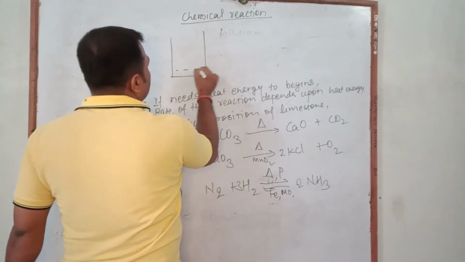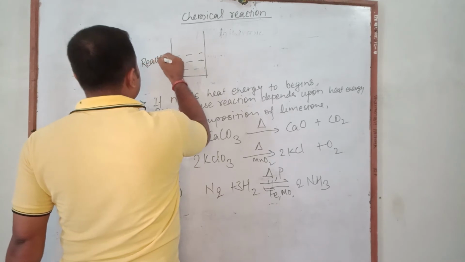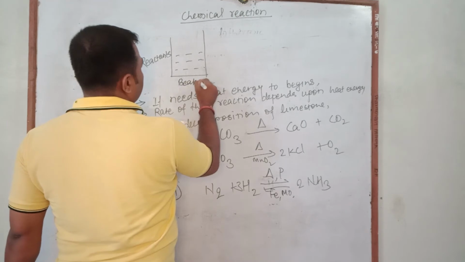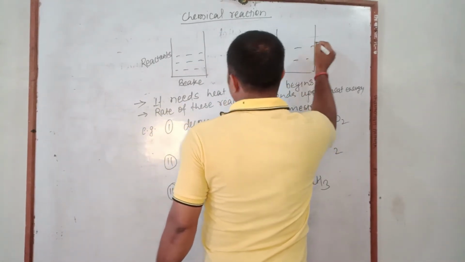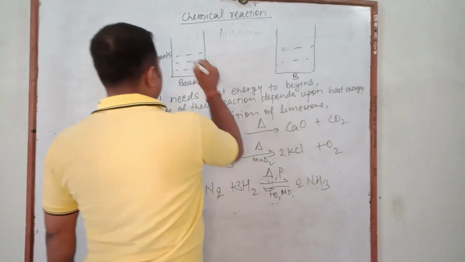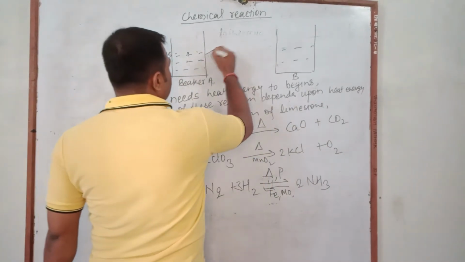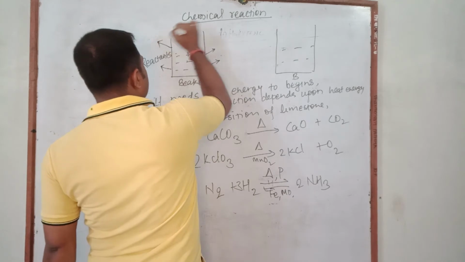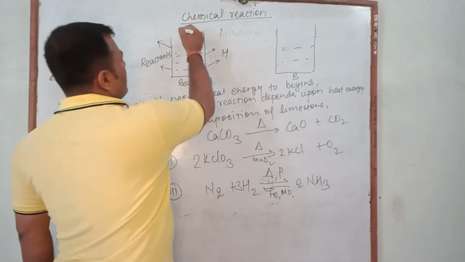Suppose reactants are in beaker A, and another type of reactants are kept in another beaker, B. If during the chemical reaction itself it releases heat energy, produced in the form of radiation, then it is called exothermic.